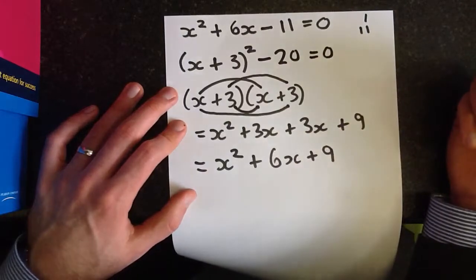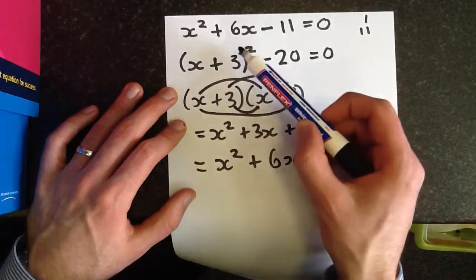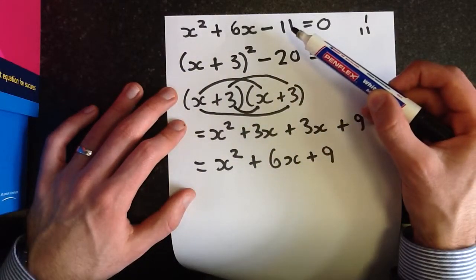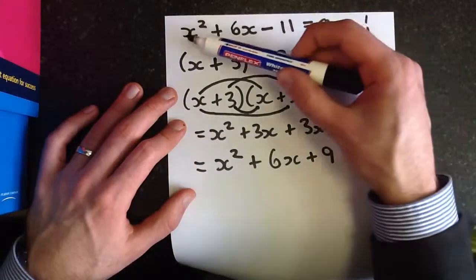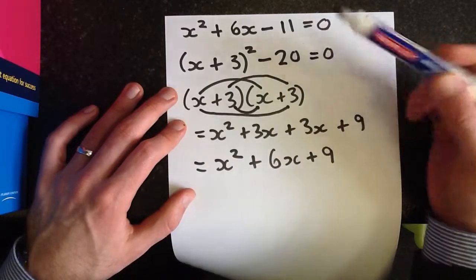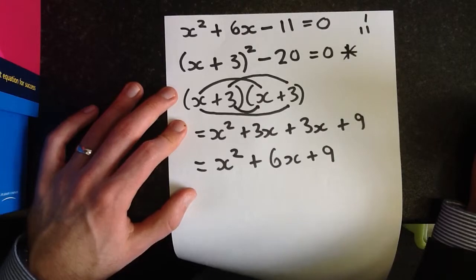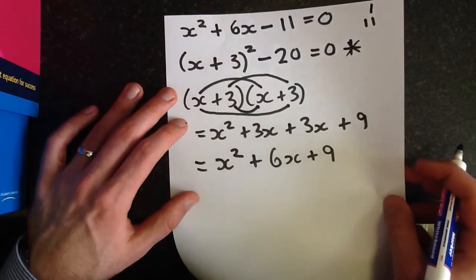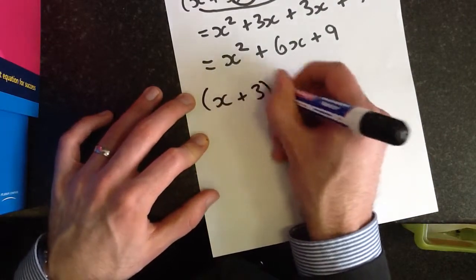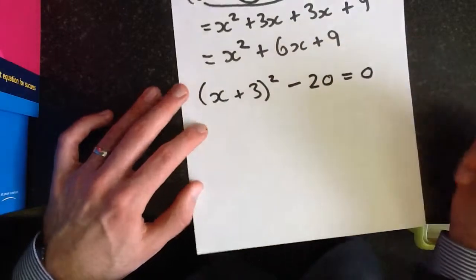The reason I'm writing it there is because what I want you to understand is, if I expand this part out here, I get that, take away 20, and then I get that line. So this line here is worth exactly the same as this line here. And it's this line that I'm now going to use to solve my quadratic equation. I'm just going to write that line out one more time. x plus 3 all squared minus 20 equals 0.